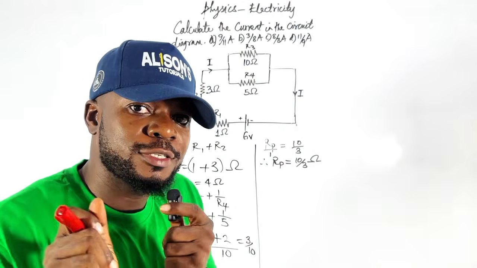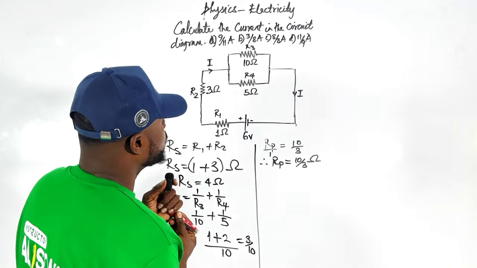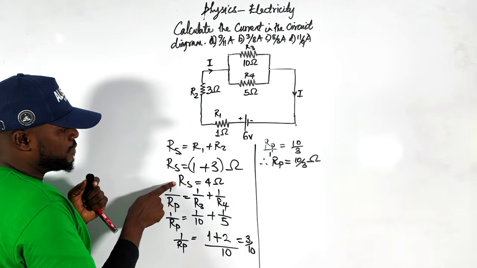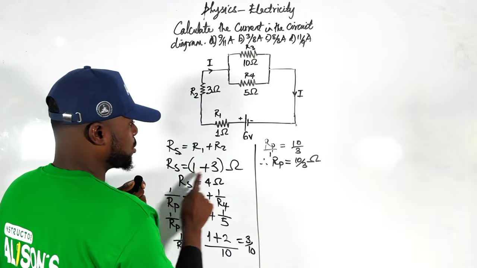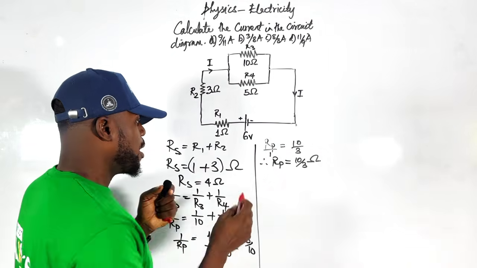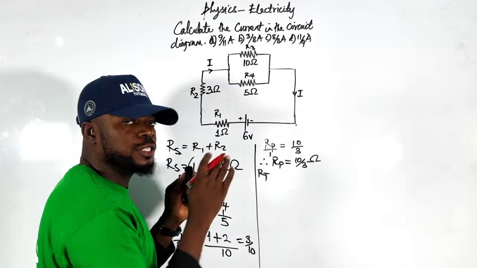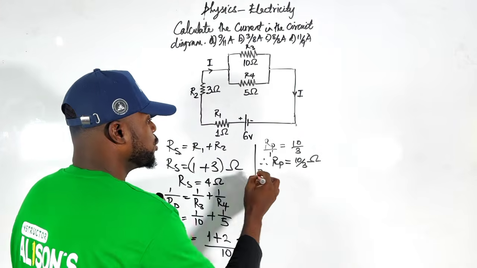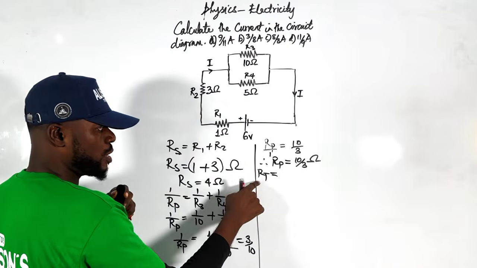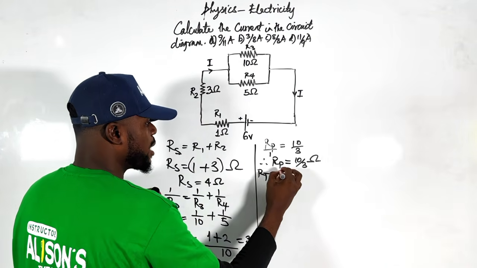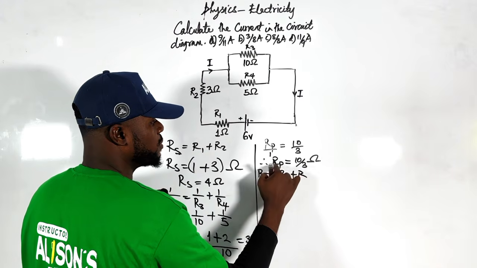Finally, what I want to do now is add the value of this and this final answer. These two things, I will add them together. I want to say resistance total, that's the total resistance. Now I want to bring them together. The total resistance will be equal to the sum of this resistance S plus this resistance P.